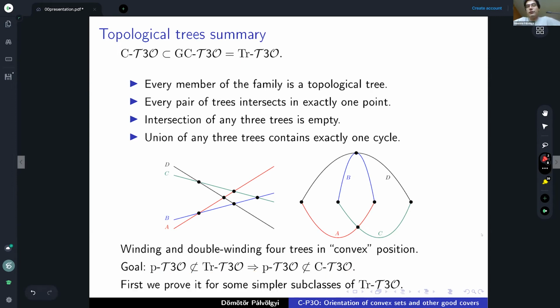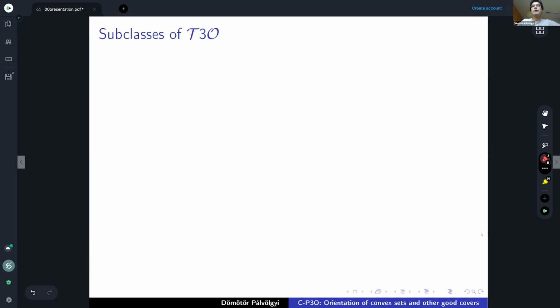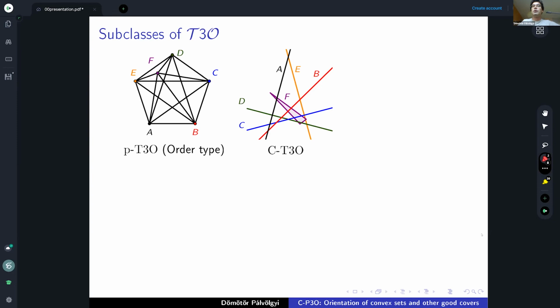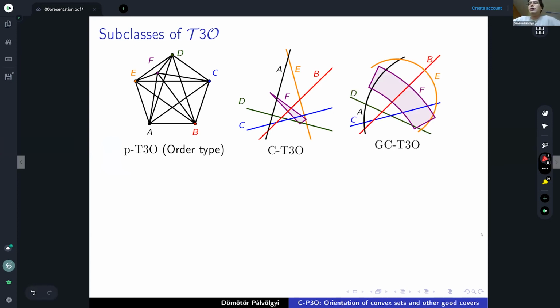But before we prove it for trees, we prove it for some simpler subclasses of trees. So let me introduce these. These are also easier to imagine. Okay, this is just an order type that I'm trying to realize as different subclasses of the trees. Oh, sorry, we have already seen that you can realize this by convex sets. This we had before. This is nothing new. With good covers, you can also realize it.